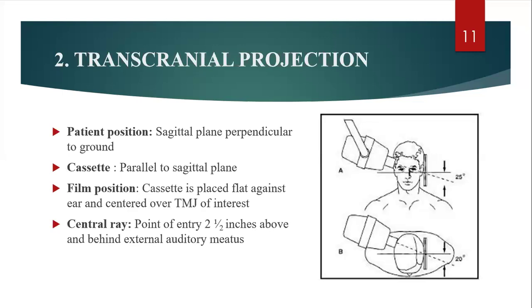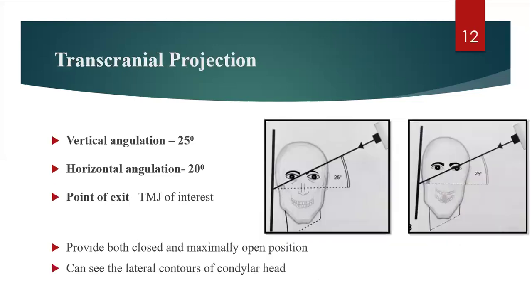Next is a transcranial view. In this projection, the patient is positioned in such a way that the sagittal plane is perpendicular to the ground and the cassette is placed parallel to the sagittal plane. The film is placed within the cassette and is placed flat against the ear and centered over the TMJ of interest. The central beam of X-ray should enter through a point 2.5 inches above and behind the external auditory meatus.